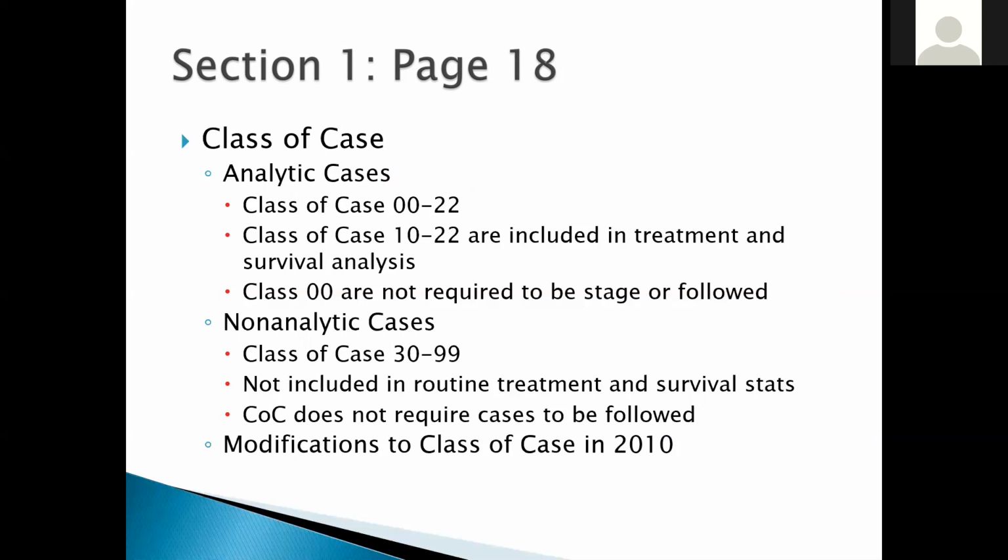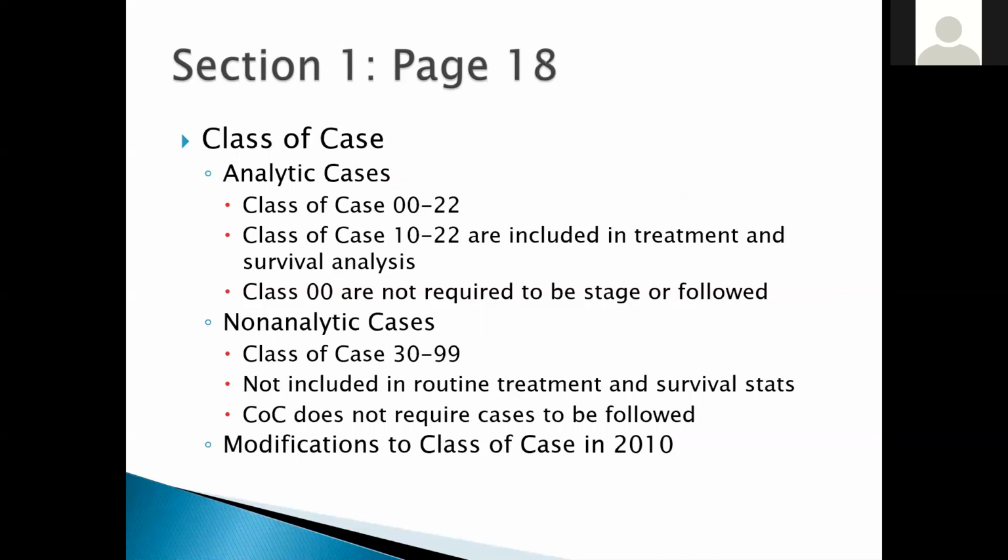Class of cases 30 through 99 are considered non-analytic and are cases that are not required by the COC and are usually cases that the patient was diagnosed and had all their first course of treatment at a different facility and have come to your facility for a recurrence of that same primary.